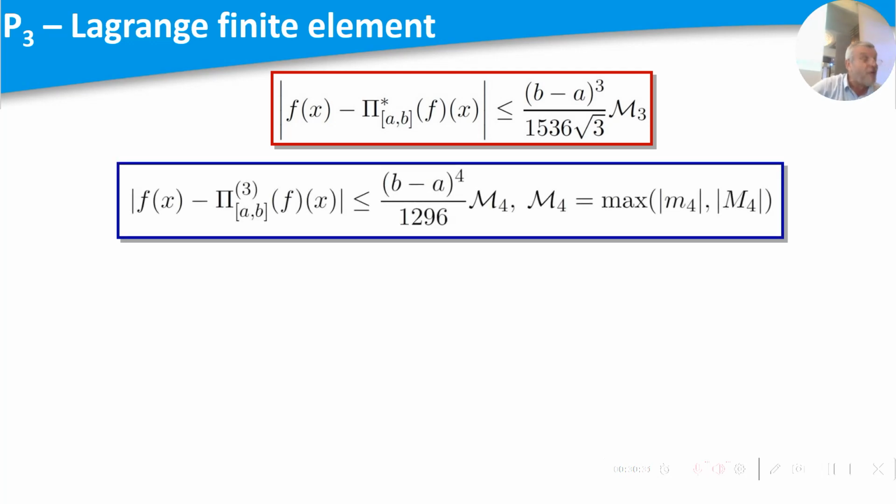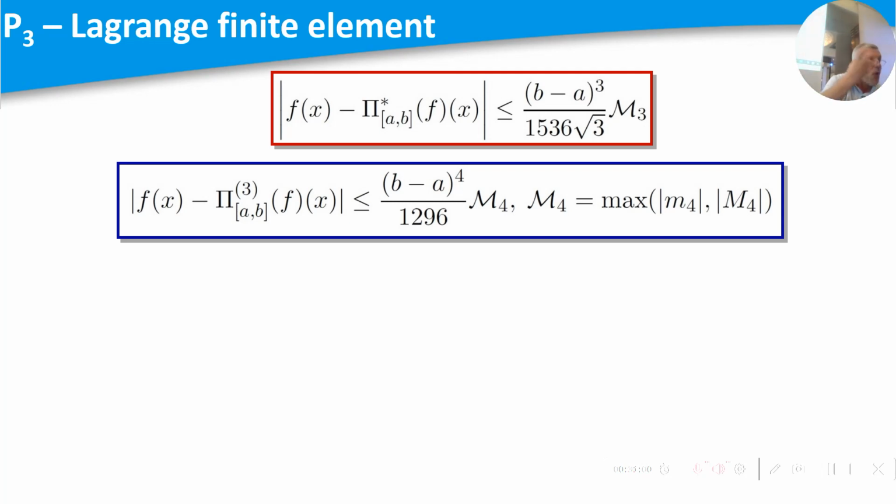In any way, at any time, we got, you see, 1,536 times root of 3, it's about 2,700. So the coefficient we got is in any case 2 times smaller than the classical one. It appears with the error of Lagrange polynomial of degree 3, pi 3.